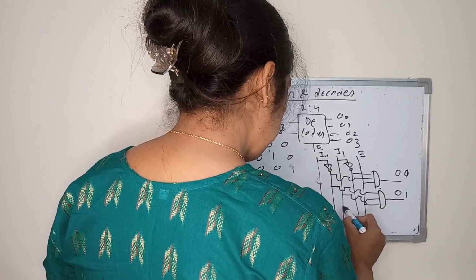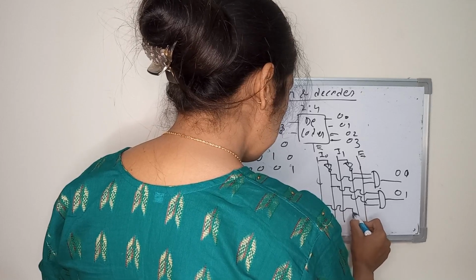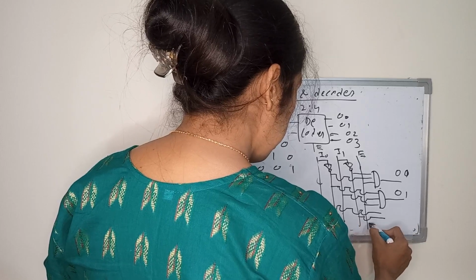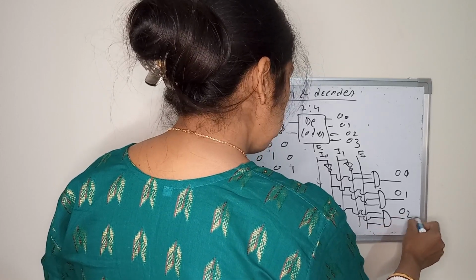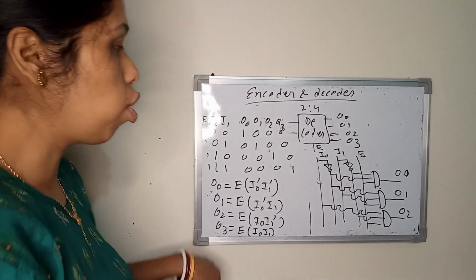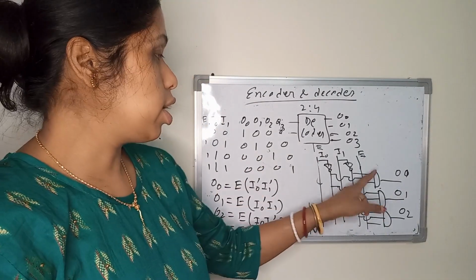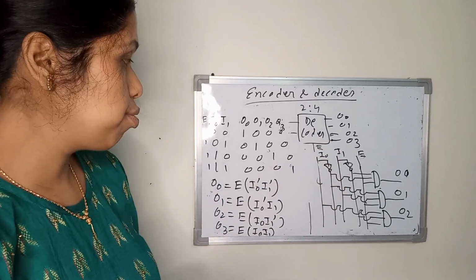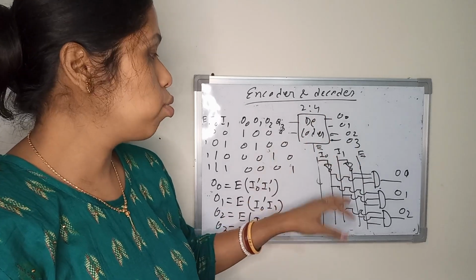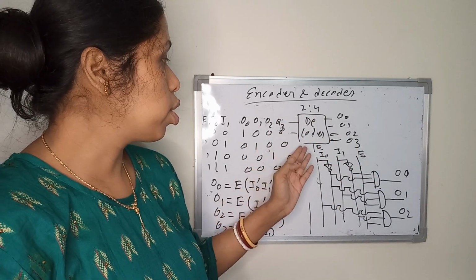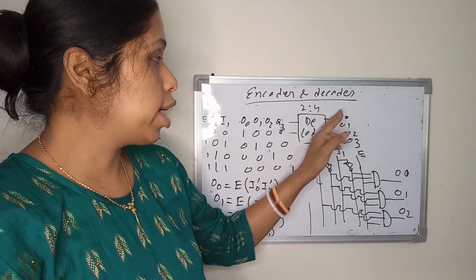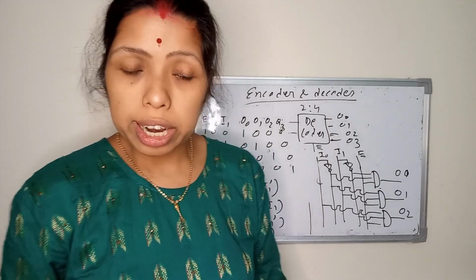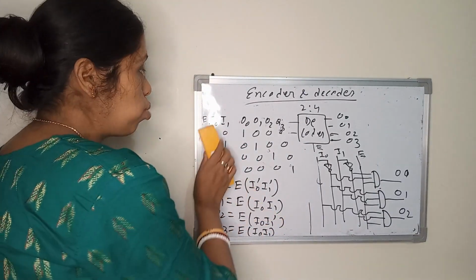O2 is I0, I1 prime, and E. In this way you can write for O3. So all these components, NOT gates and AND gates, are inside the decoder. If these logic gates are there and you give 0 0 as input, you will get logic 1 at O0. That means you are getting the decimal number 0 from the decoder. Now come to the higher order decoder.